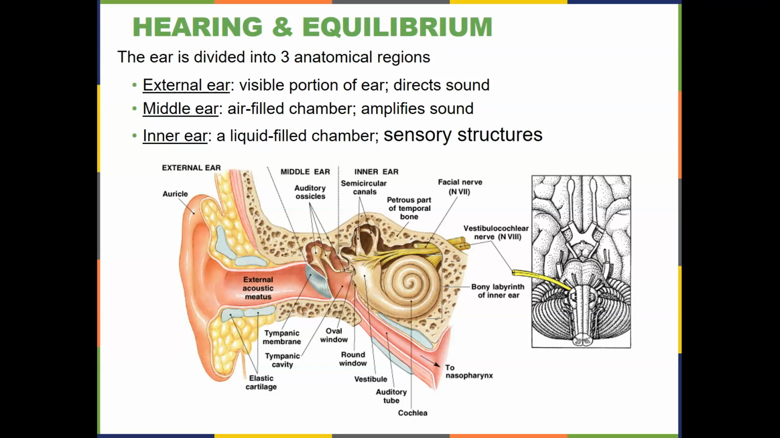All right, so we're going to talk about hearing and equilibrium now. There are three anatomical regions of our hearing and equilibrium apparatus. First, we have the external ear. The external ear is the visible portion of the ear. It helps direct sound waves into the ear canal. The outer ear is called the auricle, the part that you can see. The auricle extends into the external acoustic meatus, or the ear canal, okay?